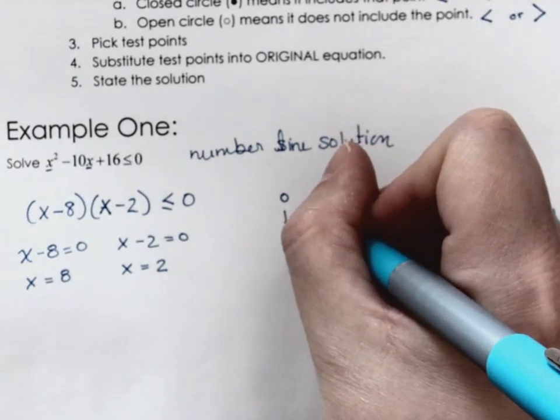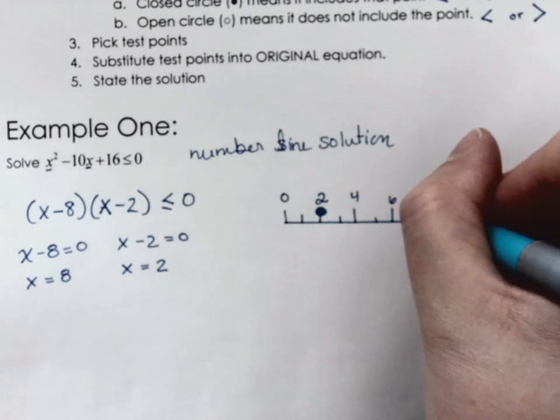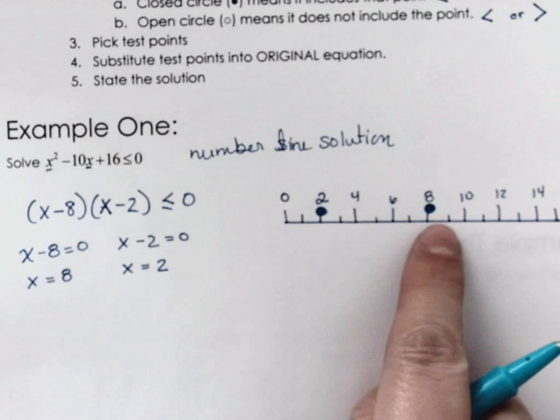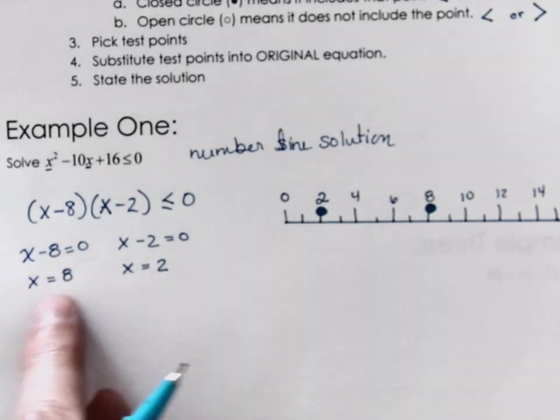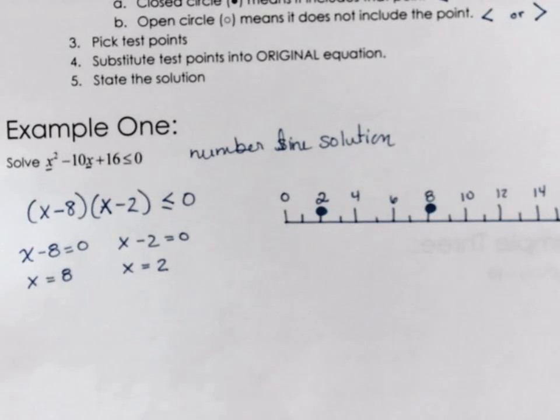Obviously, we're going to have closed circles, and I like to put them above the number line, at 2 and at 8, because they represent our solution. Now we're going to see where the shading happens, if I were going to relate this to a graph. We're going to see where our solutions are. So we've got to do some test points.